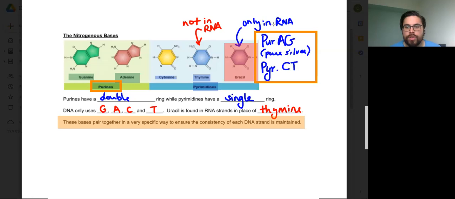How does pure AG relate to uracil? It doesn't. Don't worry about uracil right now, because uracil is not a purine. It's a pyrimidine, but don't really worry about uracil right now.